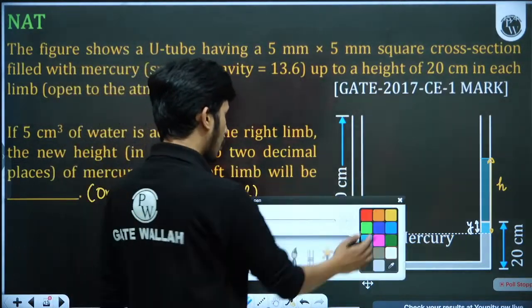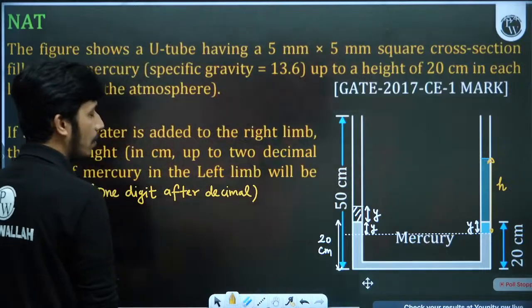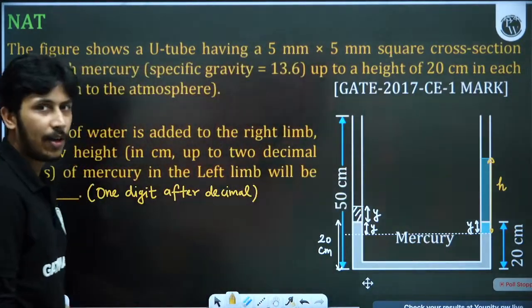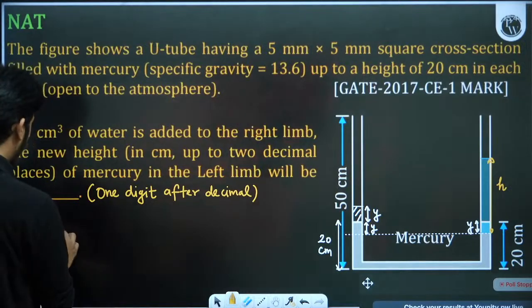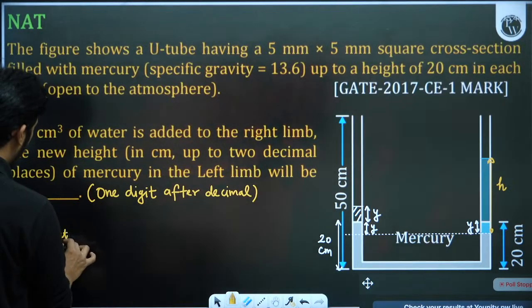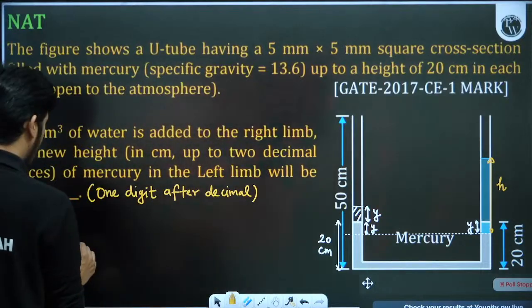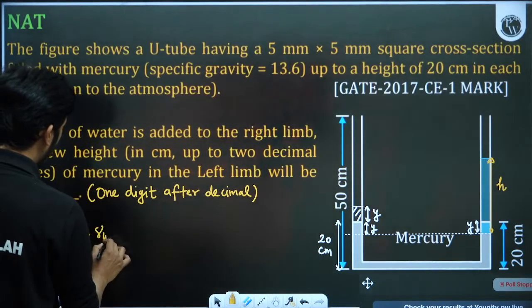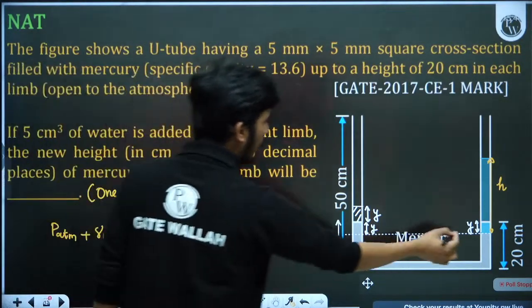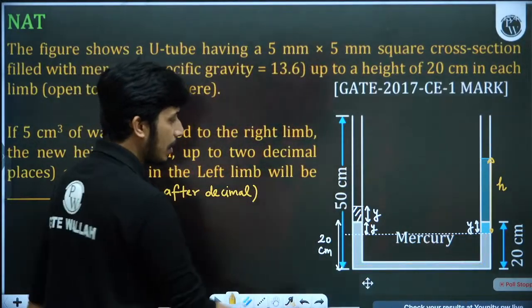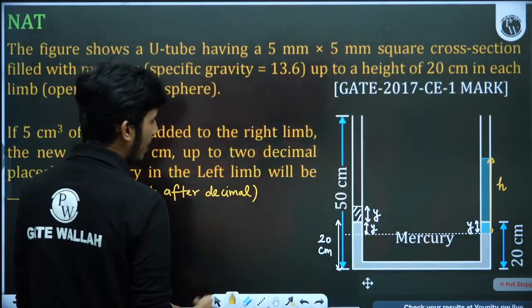So let us solve this by applying a simple concept. Here the atmospheric pressure is P atm. We can call it P atm, or in gauge we can call it 0. So P atm, plus how much we are going down, H. We are going down H in water, so it will be gamma W into H. Now from here we are going down in mercury and coming up in mercury again, so the pressure will not change.